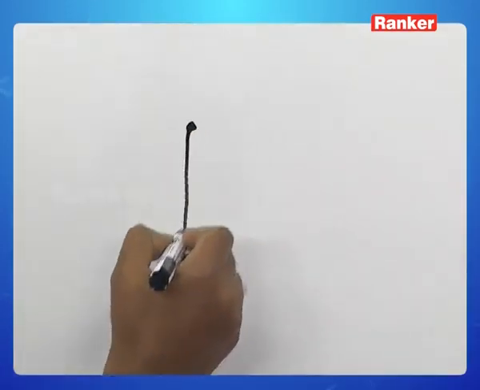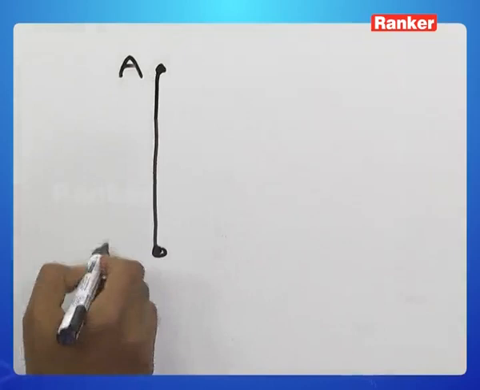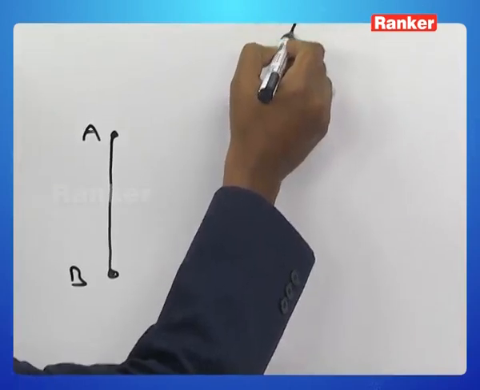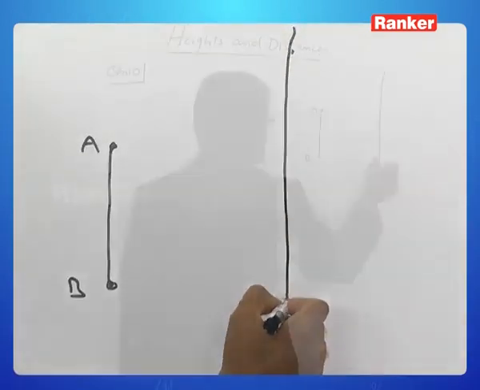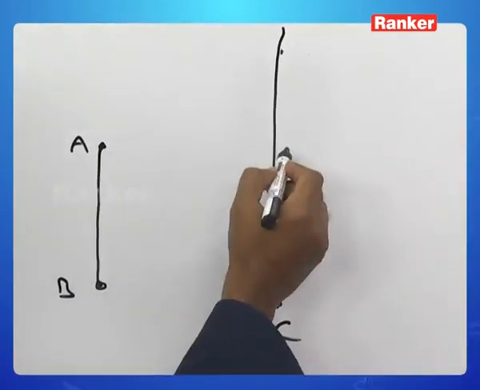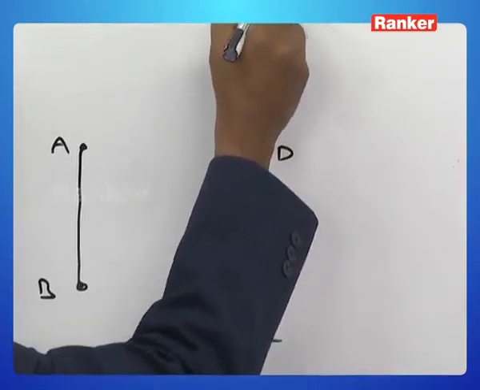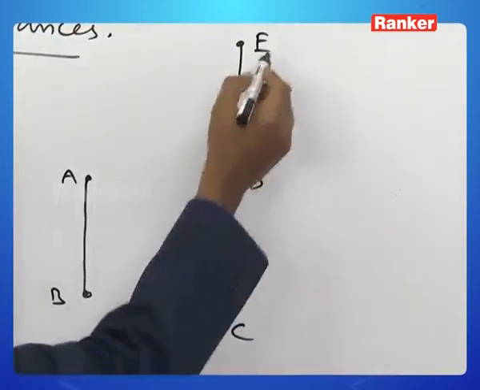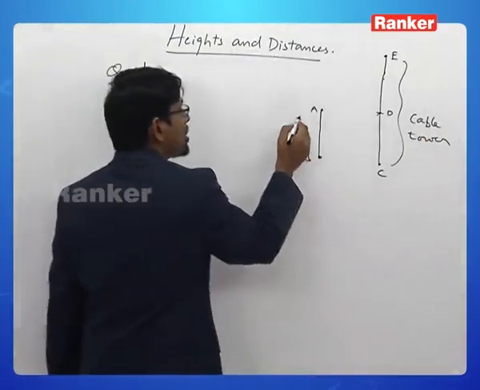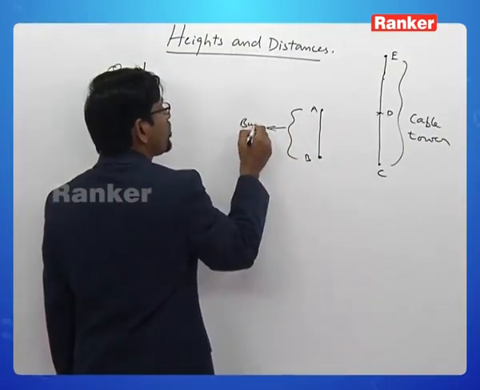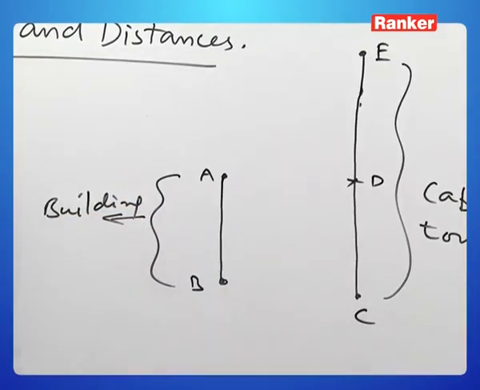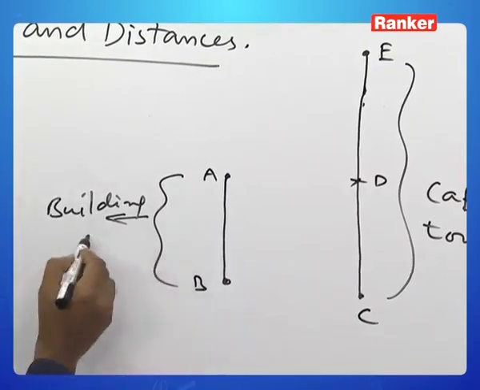Let us say AB is a building, and let us say CD is a cable tower. Let's call this CD, and E somewhere here. This is the building. We have a building here. The height of the building is 7 meters. This height is 7 meters.